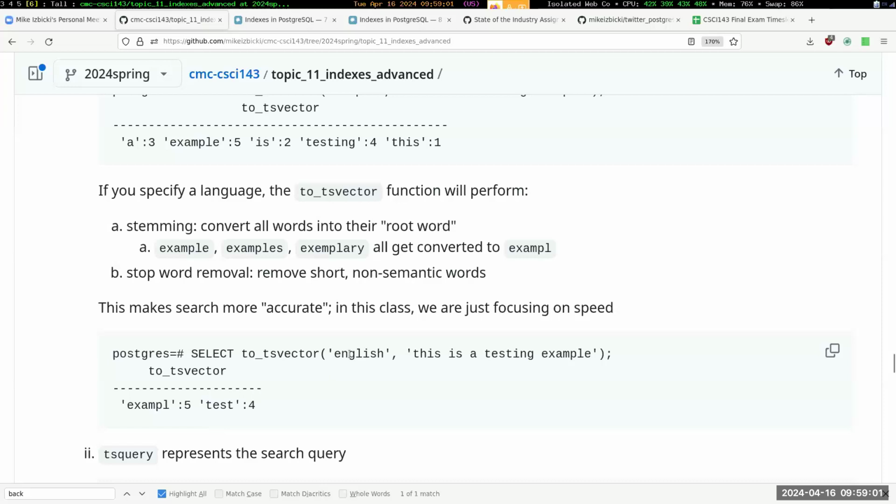Question is, how does it know, or how does it recognize the language? There's two parts of that. The first part is that you'll have to specify manually what language you want to use right here. There's no way for Postgres to automatically determine the language for you.